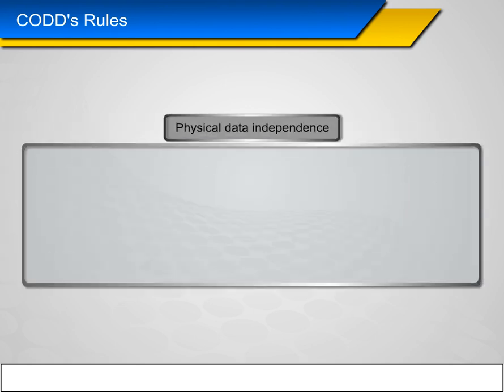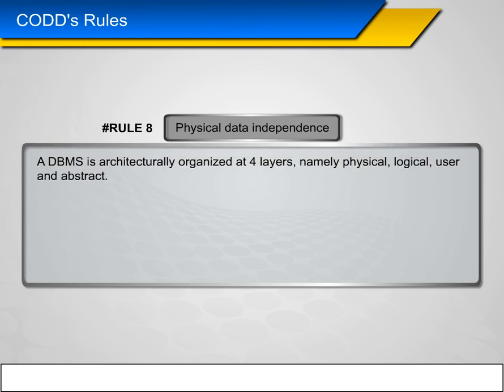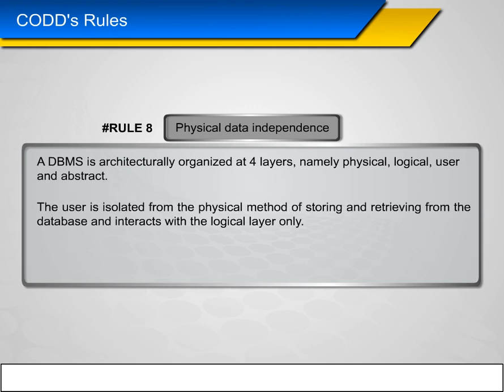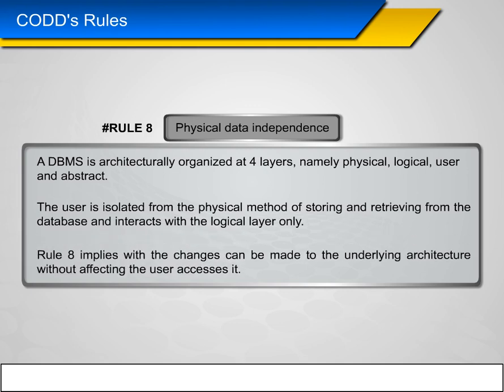Rule 8, Physical Data Independence. A DBMS is architecturally organized at 4 layers, namely physical, logical, user, and abstract. The user is isolated from the physical method of storing and retrieving from the database and interacts with the logical layer only. Rule 8 implies that changes can be made to the underlying architecture without affecting the user access to it.